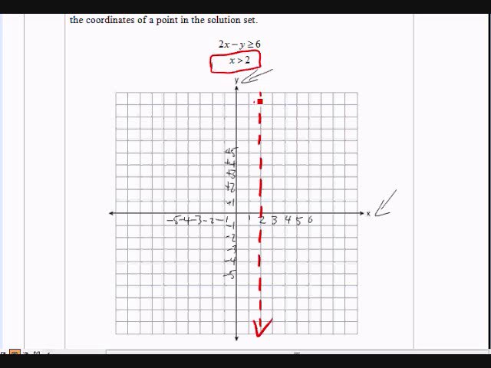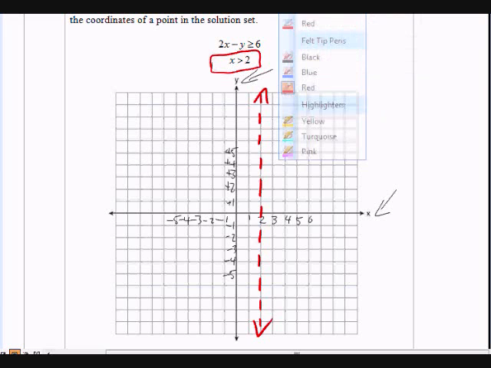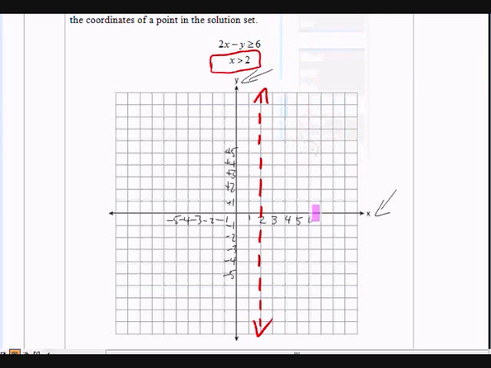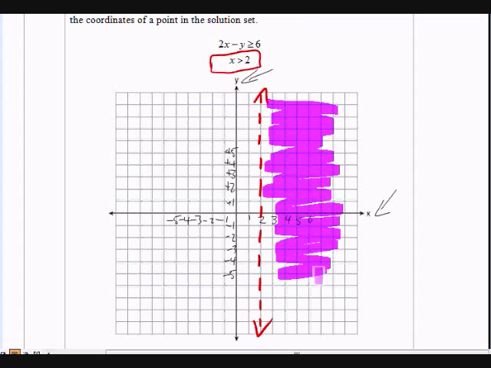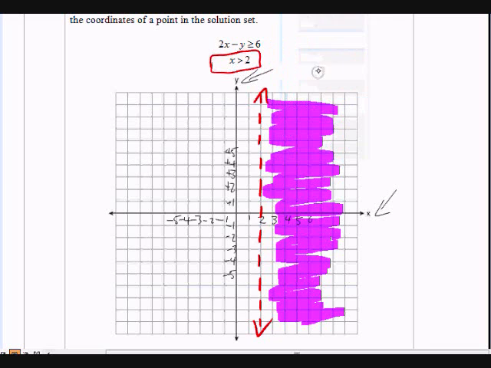Alright? And which side is greater than? Well, greater than is going to be the side with all the numbers greater than 2 on the x-axis. So that will be, try to highlight this, it's going to be on the right side. Okay? All this, that is x is greater than 2. Now let's draw the other line.